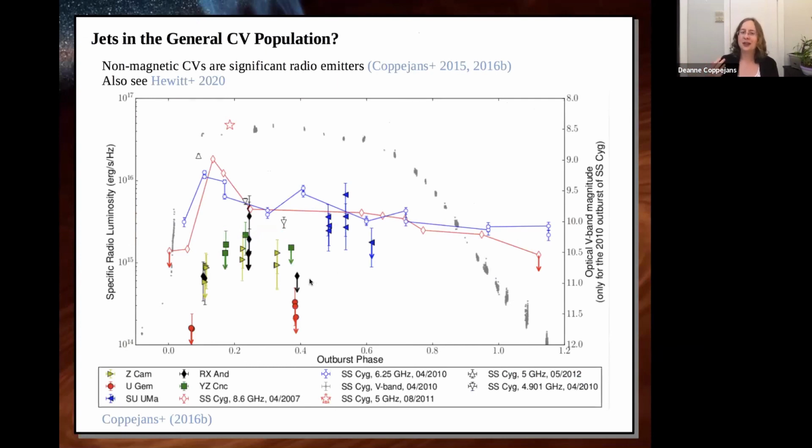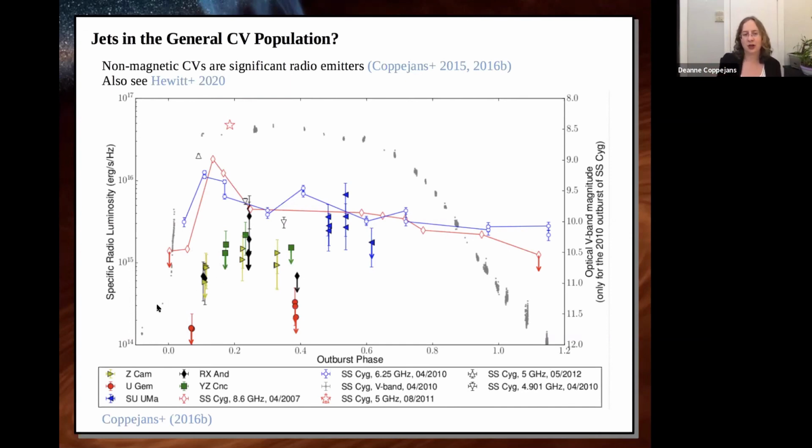Well, it's recently been discovered that non-magnetic CVs are indeed significant radio emitters. So the population are emitting significant radio emission. It was just due to lack of sensitivity that we didn't detect them before. So the properties of this radio emission are consistent with the jet model, with similar luminosities and variability timescales to SS Cygni, and the radio emission is dependent on the outburst state. But one key thing is that we have not yet detected the initial radio flare.